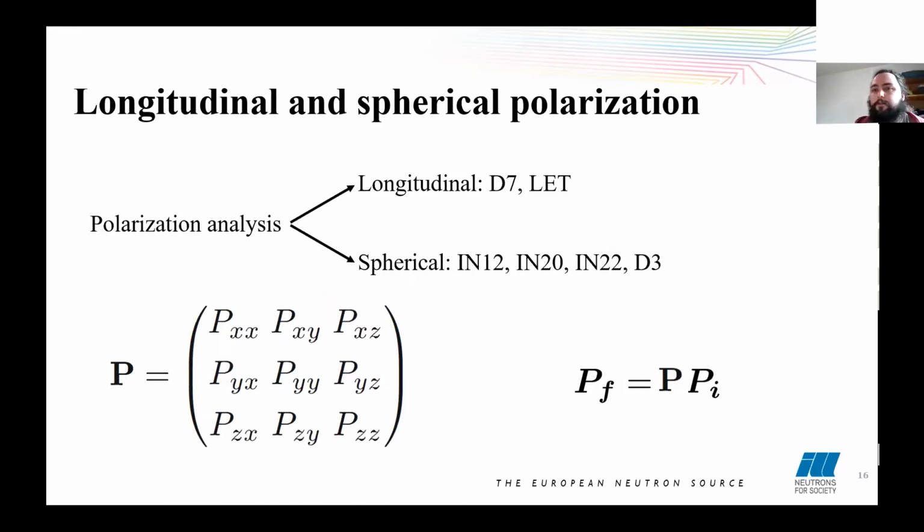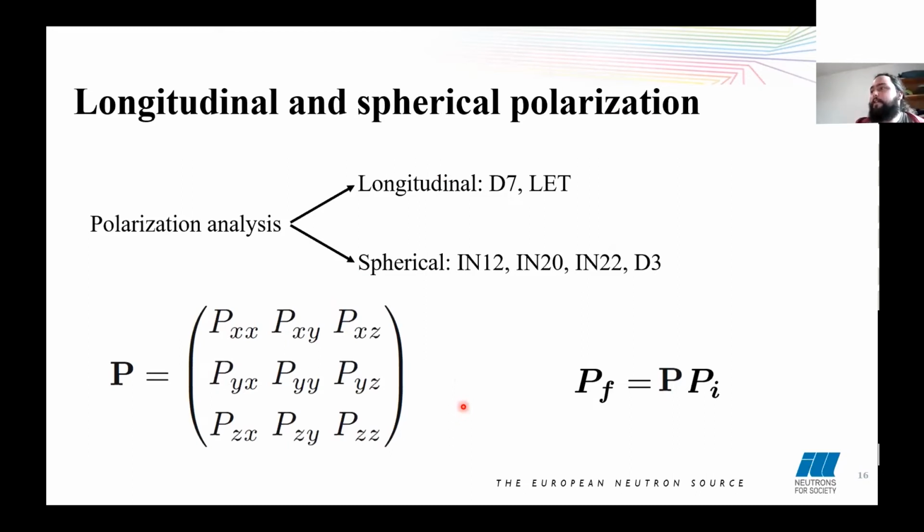The reason for this is because polarization is not a scalar, it's actually a vector, as you might remember from other seminars. And the polarization is a vector which we can point in whichever direction we want. And we can relate our initial and final polarization through the polarization tensor, shown here. Now, if we only have access to the diagonal components, then we effectively have longitudinal polarimetry.